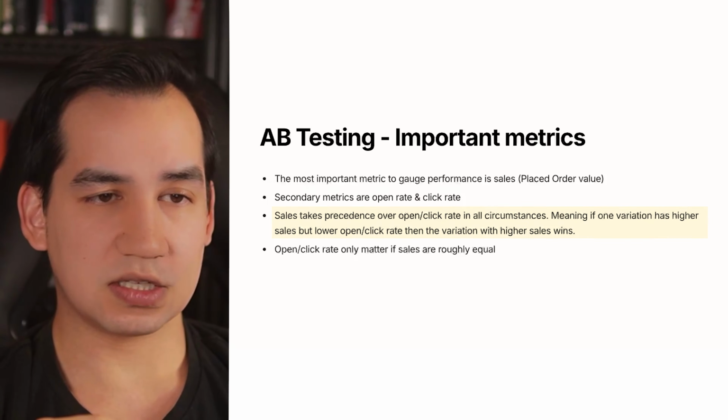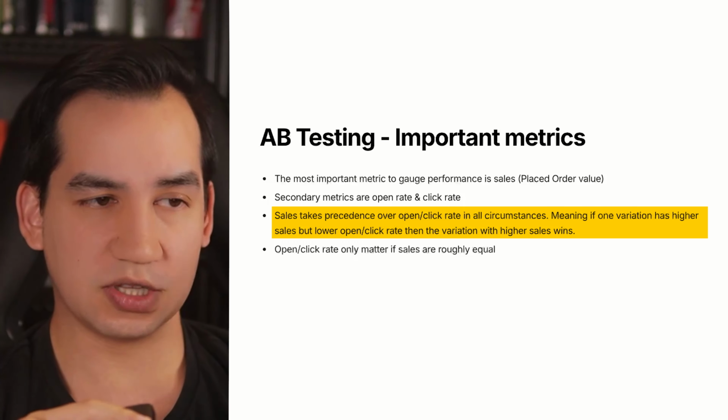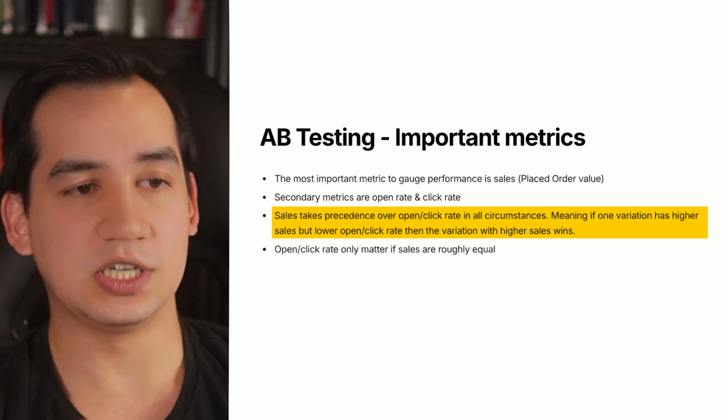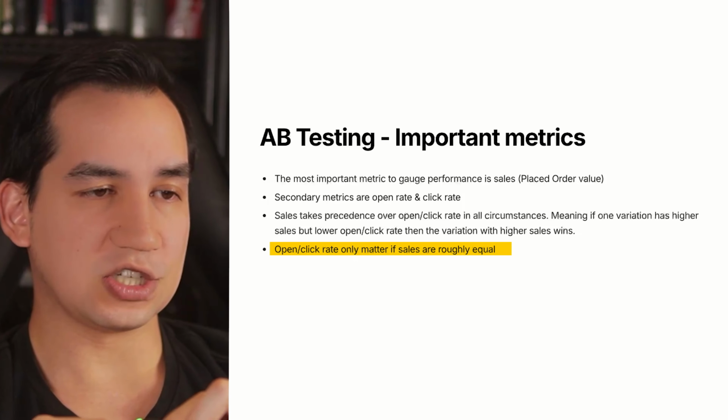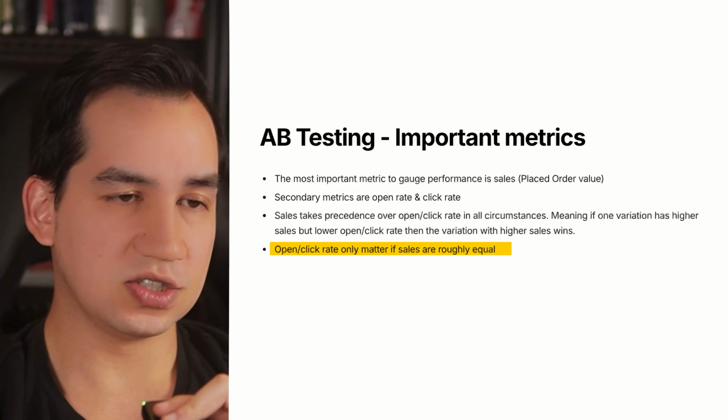All right. So if one variation has higher sales but lower open and click rate, then the variation with the higher sales wins, is basically what that means. And then open and click rate only really matter if sales are roughly equal.